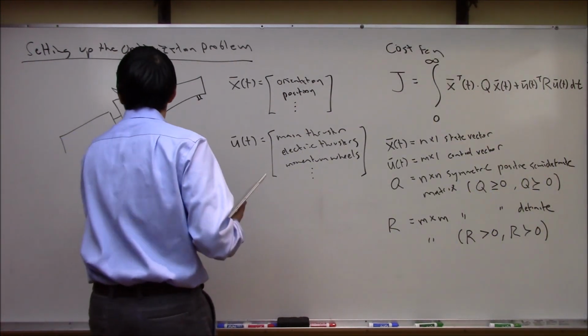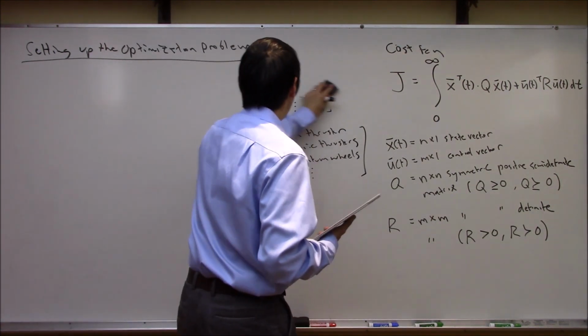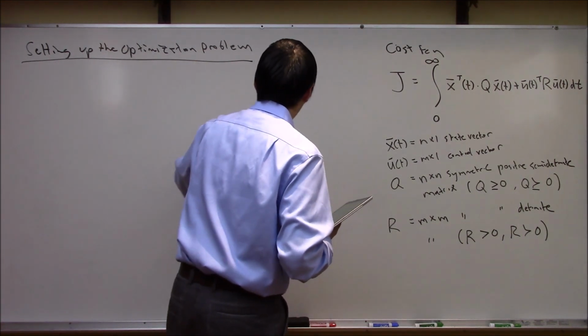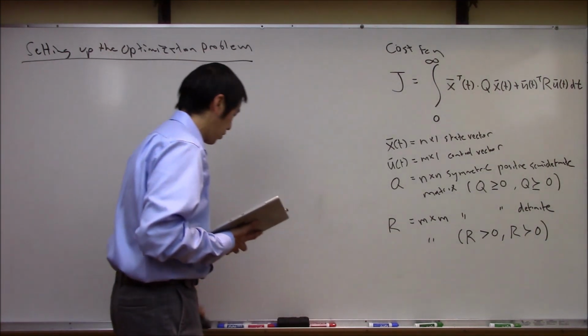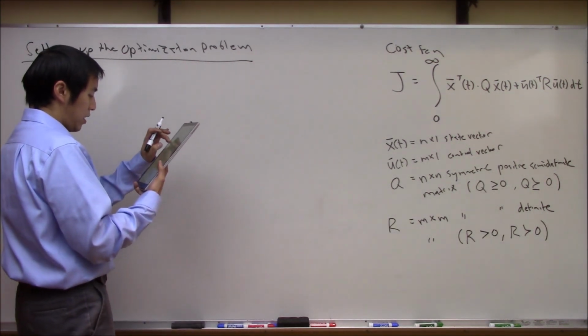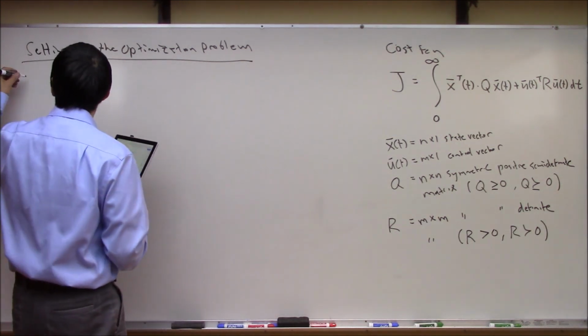I think we understand the scenario that I'd like you to keep in the back of your head. Just keep in your head that the state vector here is the state vector for the satellite, and the control vector is the control vector for this particular satellite. So the concept here with positive semi-definite, maybe let's write that down.